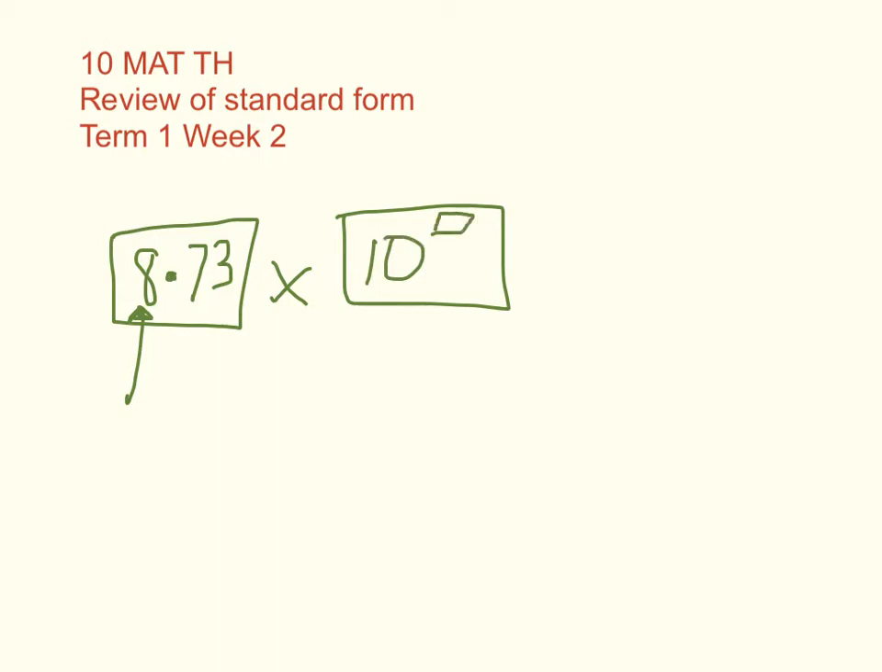Now, if that power is positive, then we're dealing with a big number. And if it's negative, then we're dealing with a number below 1.